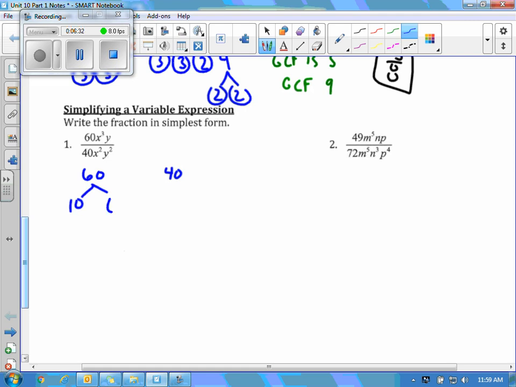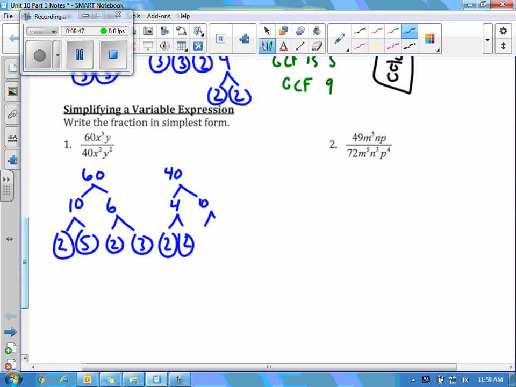So 60 will break into 10 and 6, and break that into 2 and 5, that into 2 and 3. I'm going to circle those because those are all prime. For 40, I can split that into 4 and 10, so that'll be 2 and 2. This will be 2 and 5.